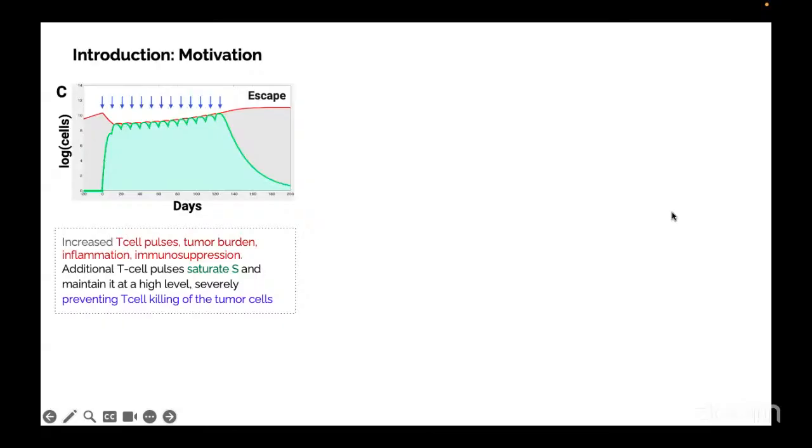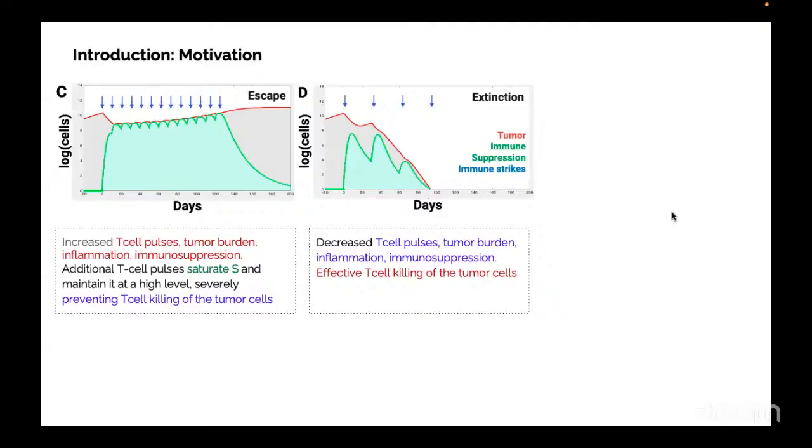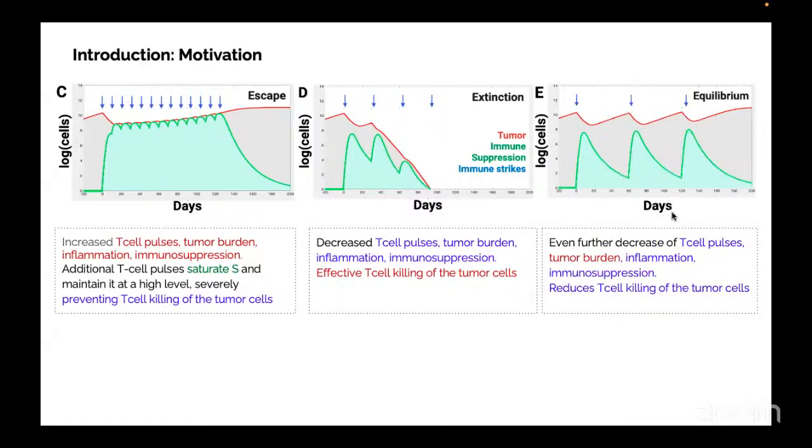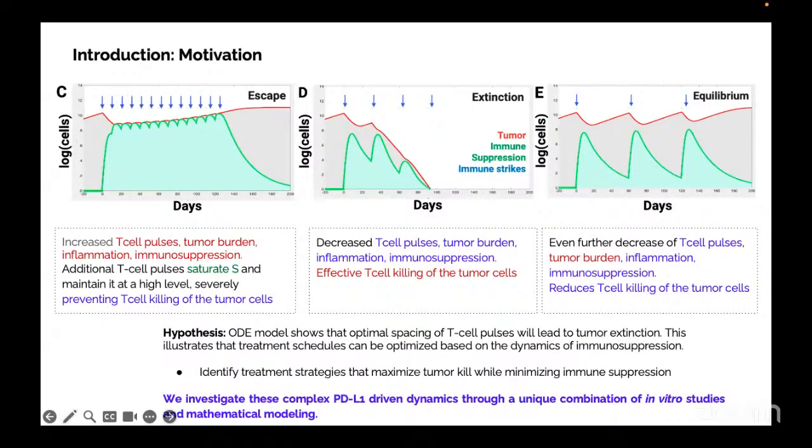So here you can see the tumor escapes. And if you space out the immune strikes a bit farther away, you can see that the tumor can now be eradicated. And if you space out the immune strikes even farther, you find that now you can actually suppress the tumor, but then it eventually grows. So now you're in a state of equilibrium. So what the ODE model shows is that there is an optimal spacing, in which, if you use the T cells as pulses, you can get tumor extinction.